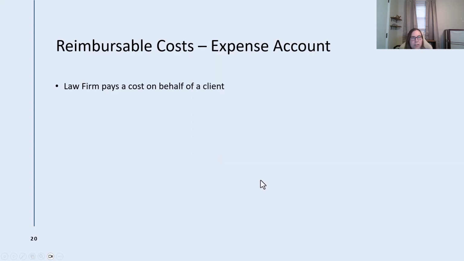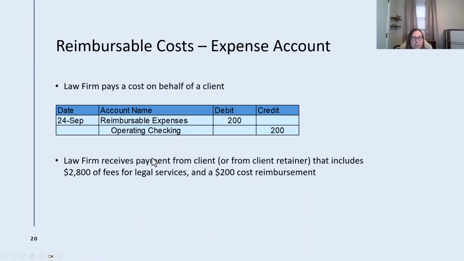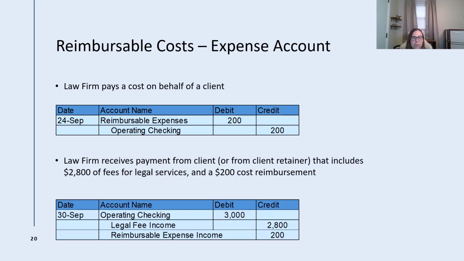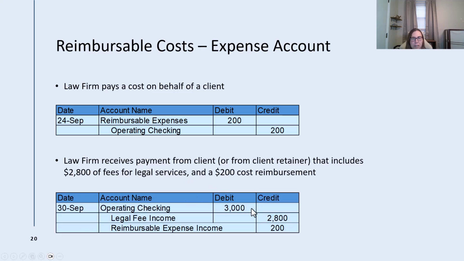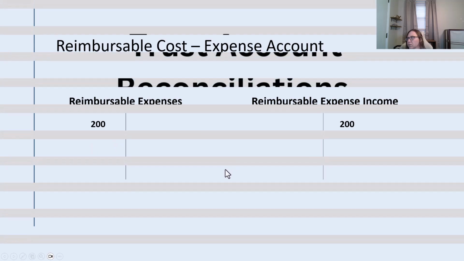So let's look at the entries for that. When they pay the cost, it would be a debit to that expense account, credit to checking. And when they get reimbursed by the client, let's again use that $3,000 example. It would be a debit to checking for $3,000. The $2,800 for legal services would go in the legal fee income account, and then the $200 would be posted to reimbursable expense income. And this just shows that the income would be $200 as the credit, the expenses would be a debit of $200, and the net effect would be zero.